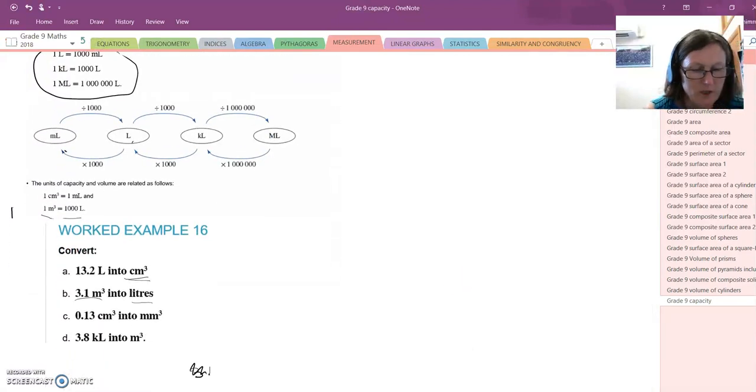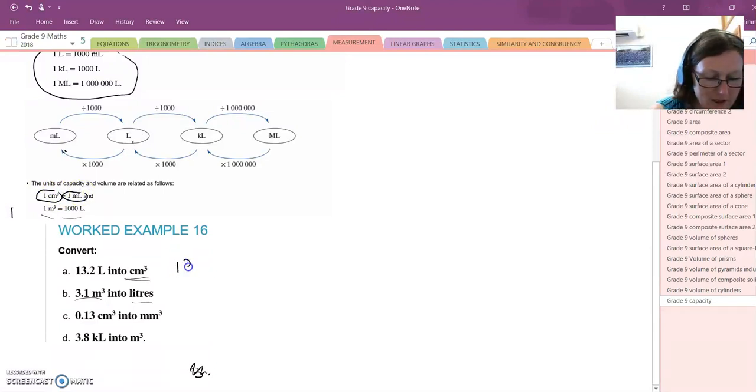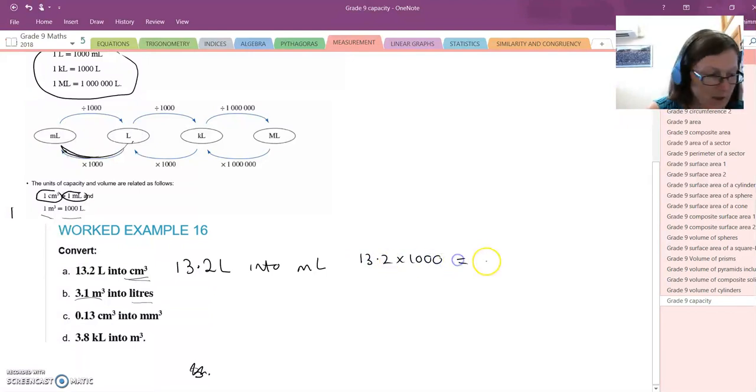Okay, let's look here. It's asking me 13.2 litres, how many centimetres cubed would that take? I have a relationship here between centimetres cubed and mils. So the first thing I'm going to do is change 13.2 litres into mils. And looking at the conversion table above, if I'm going litres to mils, I need to times it by 1,000. So I go 13.2 times by 1,000. That gives me 13,200 mils.